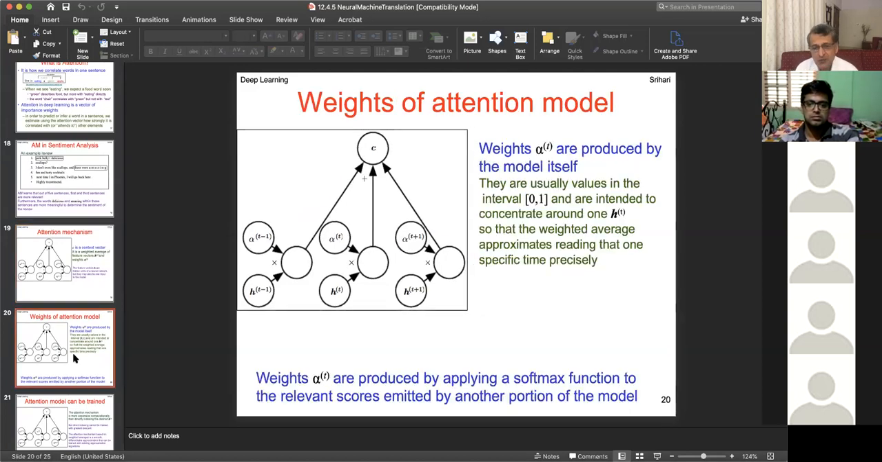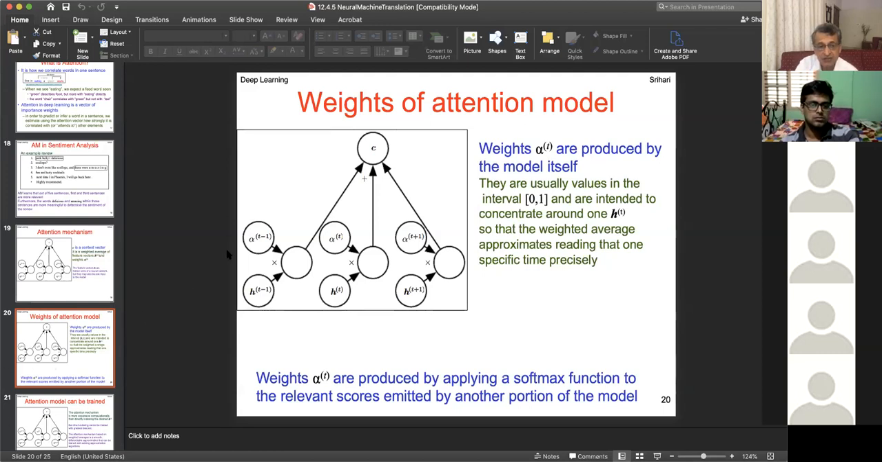So what are these weights? These weights themselves are a very interesting problem. We'll just say this is what they are. Weights alpha t are produced by the model itself. They're usually values in the interval 0 to 1, just a number between 0 and 1, like a probability, and are intended to concentrate around 1 h_t so that the weighted average approximates reading that one specific time precisely.